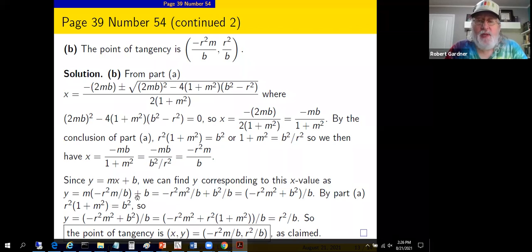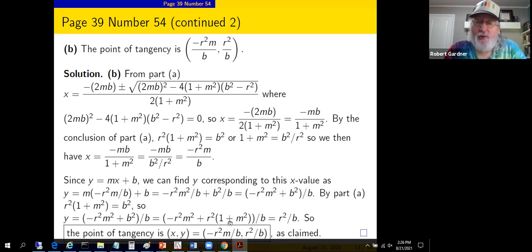In part A, we had seen that r squared times the quantity 1 plus m squared equals b squared. So we can take y equals this quantity and do the following. Let's take this b squared and substitute in that. Not motivated, but certainly true. So we're going to replace this b squared with r squared times the quantity 1 plus m squared. Make that substitution.